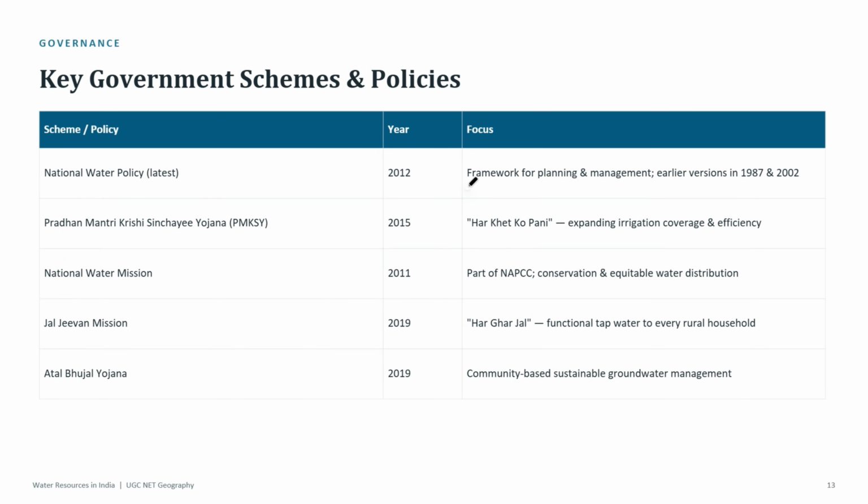Key government schemes and policies: National Water Policy, year 2012, framework for planning and management, earlier versions in 1987 and 2002. Pradhan Mantri Krishi Sinchayee Yojana, PMKSY, 2015, Har Khet Ko Pani, expanding irrigation coverage and efficiency. National Water Mission 2011, part of NAPCC, conservation and equitable water distribution. Jal Jeevan Mission 2019, Har Ghar Jal, functional tap water to every rural household. Atal Bhujal Yojana 2019, community-based sustainable groundwater management.